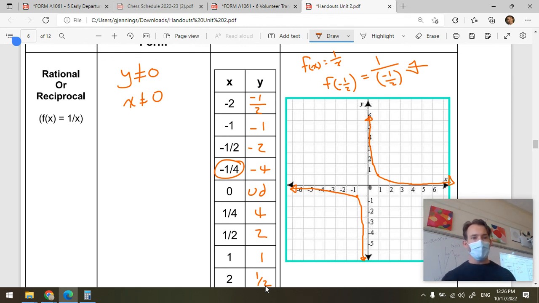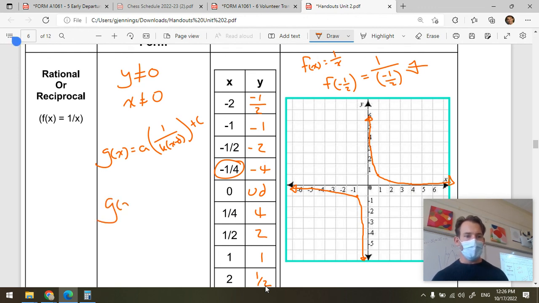Its transformed function looks like this. g of x is equal to a multiplied by, let's put the fraction here, 1 over k times x minus d, plus c. And for those of you that like to simplify your algebra, yes, g of x could also be equal to a over k times x minus d, plus c.